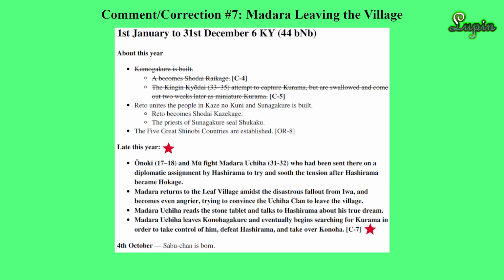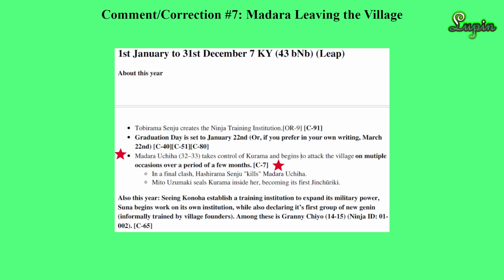Madara was clearly angry with Hashirama during that meeting, as he didn't want to hear Hashirama's name, so this meeting happened after he got snubbed. For these reasons, I decided to move Madara's fight with Mu and Onoki, as well as his departure, up several years to 6KY. For one, Onoki would be 17 to 18 this year, which fits the age he appears to be. It's also stated that the ninja training institution was created after Madara left, but before his greatly exaggerated death. The institution came around in 7KY.